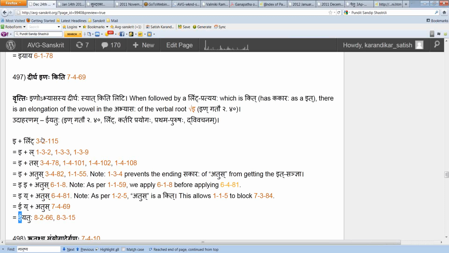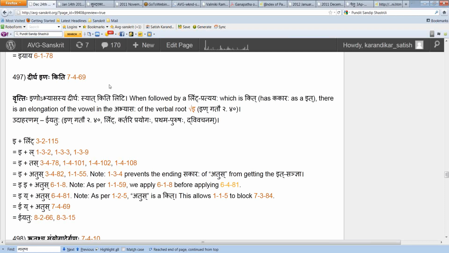Iyatu. So one more time. If in the abhyasaha of the single dhatu in gatau, in the adadikanaha, the angam is followed by a kit lit pratyaya, then that ikara in the abhyas of in gatau will take the dirgha adesha.